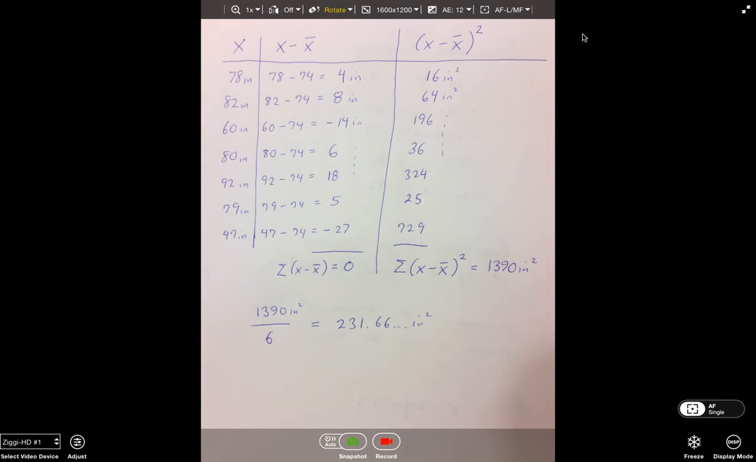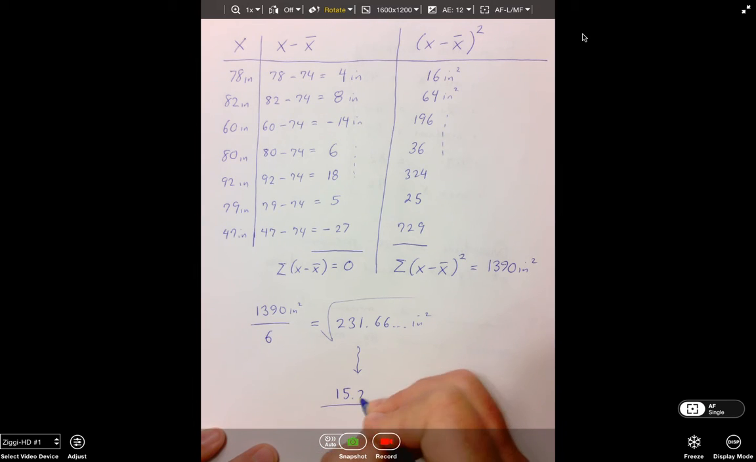But guys, we wanted a distance from the mean. We wanted this to be in kind of a one-dimension difference. We didn't want to get into two-dimension differences. So what would be the best thing to do to this 231.66666 inches squared if we want to get it back to a value in the original unit of distance, inches? Well, take the square root of it. So guys, let's think about what we got. Let's just go ahead and take the square root of that number. So I get 15.22. Okay?